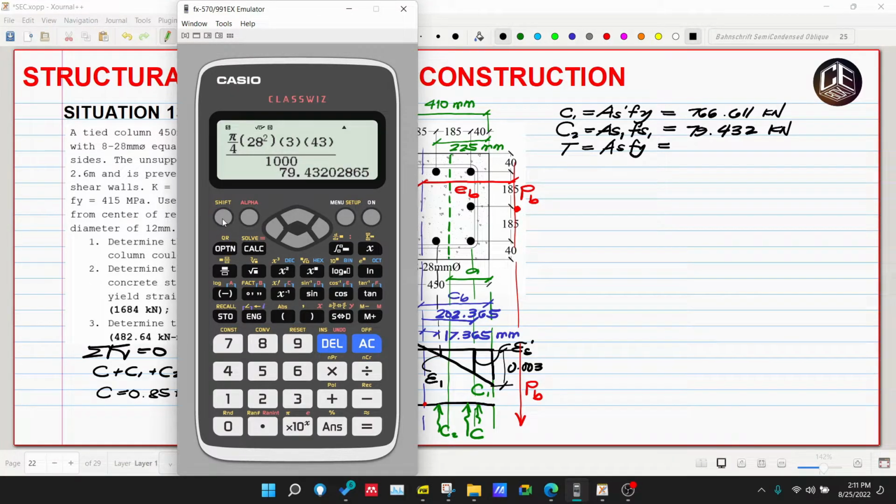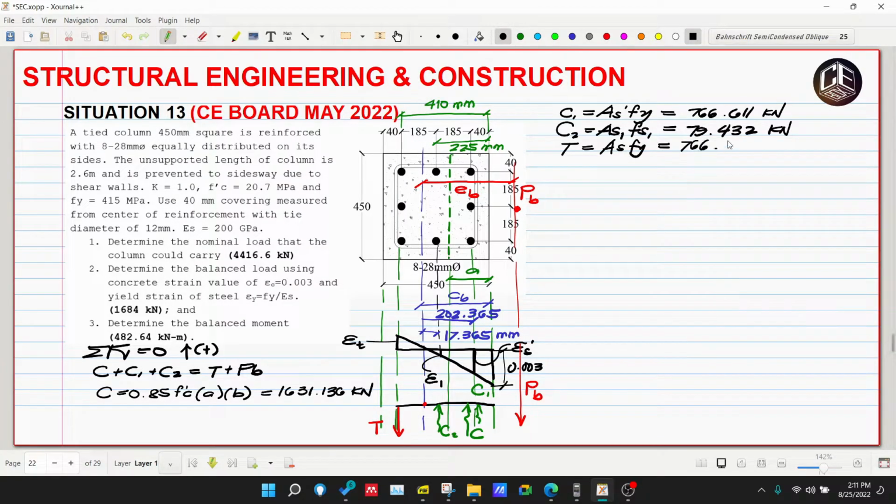Okay, so this is ilan? 28 multiplied by 3, hindi ba? Then multiplied by 415. So actually, parehas lang sila ng C1. So 766.611 kilonewton. So mula rito sa ating equation, magka-cancel out na yung ating C1 and T. Yan. So masasolve natin ang PB.